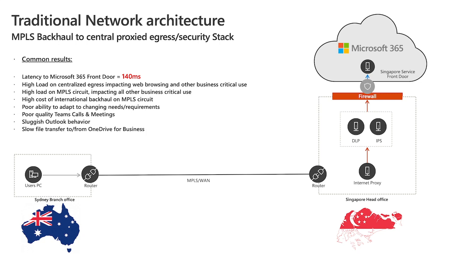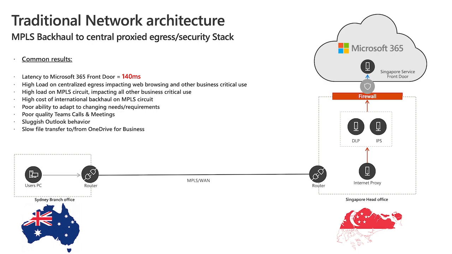And from an Office perspective, as I say, the end result will be poor quality Teams calls, meetings, sluggish Outlook behavior, slow file transfer into OneDrive. None of these, obviously, does anyone at Microsoft want our customers to have, and I'm sure anyone deploying Office 365 wouldn't want their users to have. So this model is inherently not well designed for SaaS services, for cloud services in general. So what do we do to fix it?